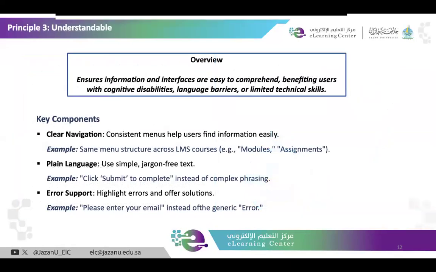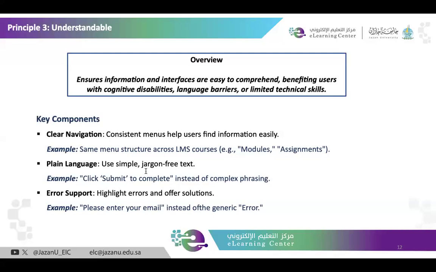The third principle, understandable. The understandable principle of WCAG ensures that information and user interfaces are presented in ways that users can easily comprehend. This is critical for individuals with cognitive disabilities, language barriers, or limited technical skills, as well as for ensuring a seamless and intuitive user experience.